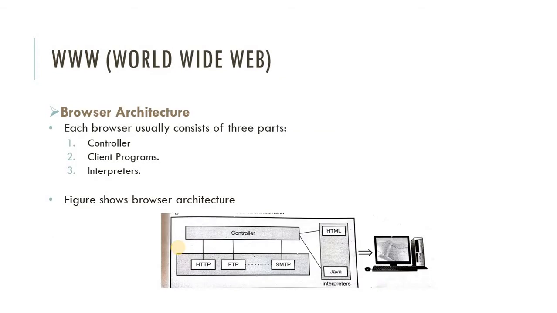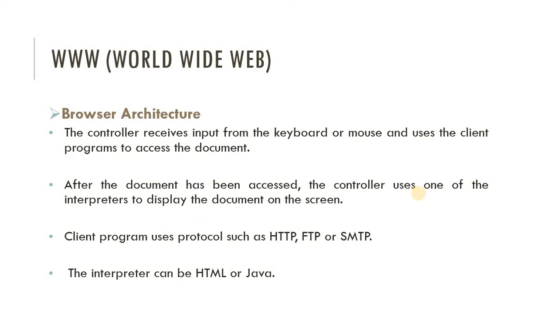Next thing is web browser architecture. Each browser usually consists of three parts: controller, client programs, and interpreter. Yes, as shown in the figure, this is a controller which is connected through the protocols. Next are the interpreters, which interpret different languages, and the third is a client program, which is the client machine. So this is a simple architecture of the browser.